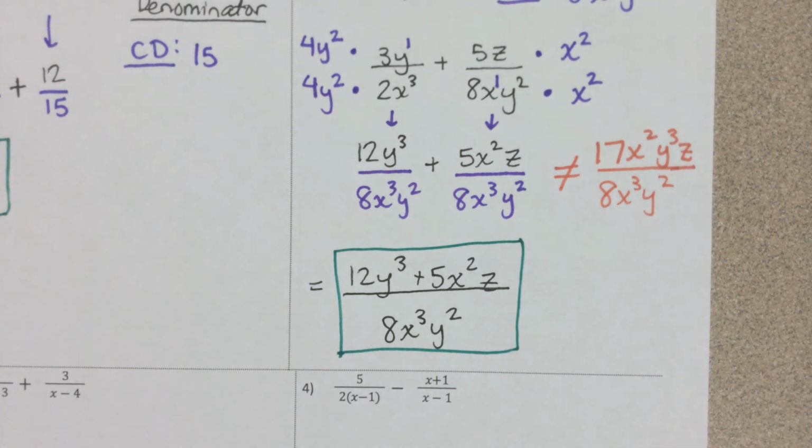Moral of the story, sometimes you can't actually add, and that's okay. Just make it a single fraction, and then you're done. This won't happen very often, but it will happen sometimes. Questions on number 2 before we move on to number 3?